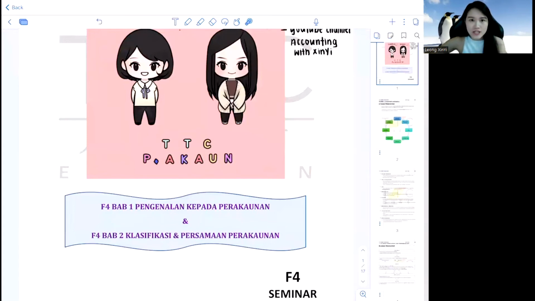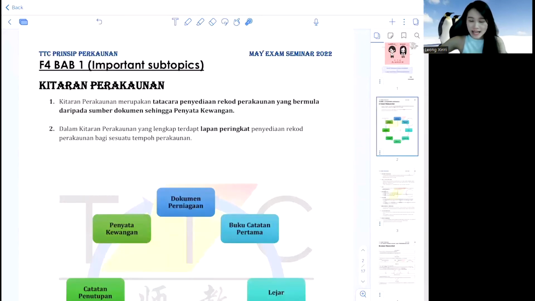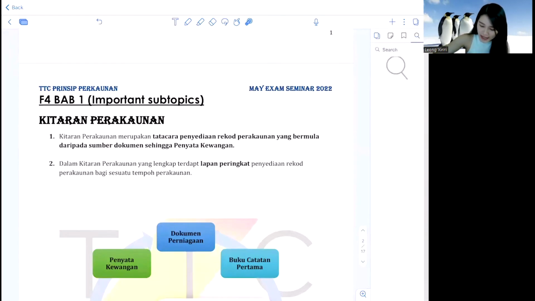If you wanted the entire chapter, you could have just read your textbook actually, because some parts is just memorizing, not much of a key point. So I've chosen a few. The first one that I've picked out is the Kitaran Perakaunan. So this is actually on page 2, yeah, guys. All right, page 2.